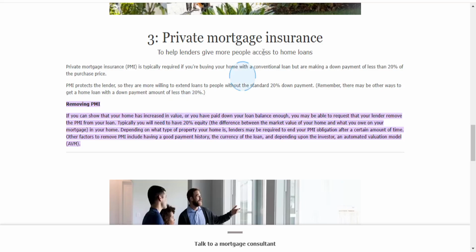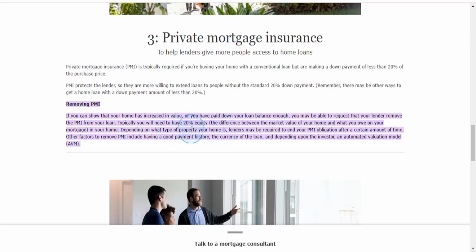So if you have at least 20% equity in your home, this is the difference between the market value of your home and what you owe on your mortgage. Okay? And also payment history. So you need to have a good payment history. Your loan to original value, which is the LTOV, should be below 80%.